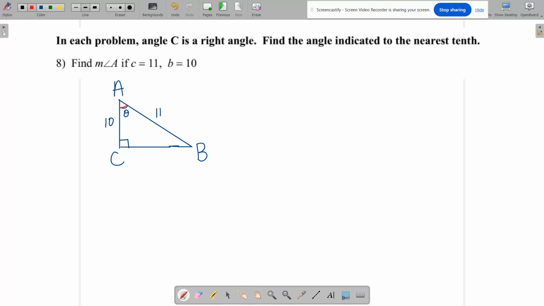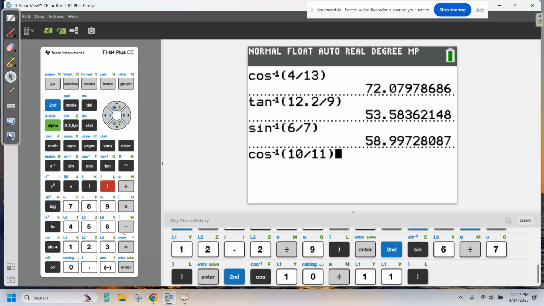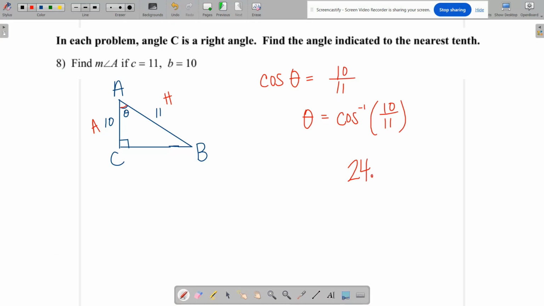So based on this location, this is going to be our adjacent side and our hypotenuse. We're not using the opposite. So this is going to be a cosine problem. So the cosine of, you can either use theta or you can put A in there, capital A, equals 10 over 11 for adjacent over hypotenuse. So that means theta equals the inverse cosine of 10/11. So if we go to our calculator and do inverse cosine of 10 over 11, we get 24.6 degrees. So 24.6 degrees is going to be the measure of angle A.